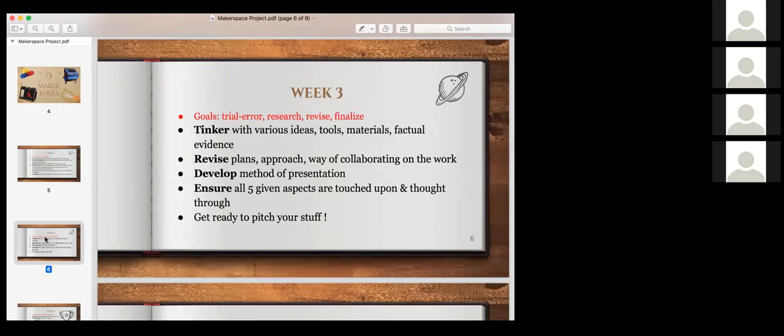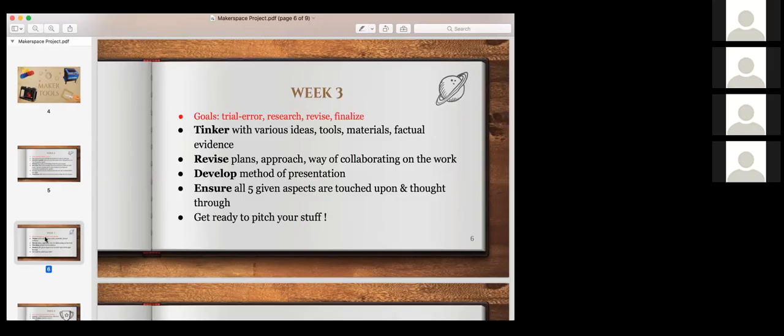And week three would be a continuation of week two. So probably students, after building the prototype, may find some errors in how they have been building things. Things may not go as they thought they would. So they will keep trying, through trial and error, and think of ideas to make things work. And then they will revise and finalize their project.